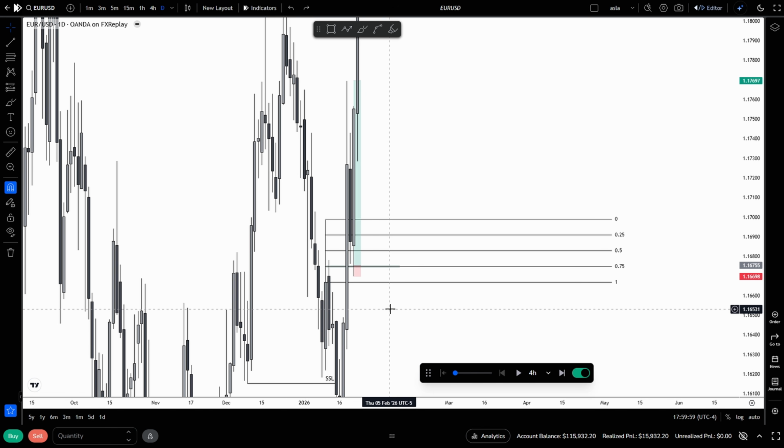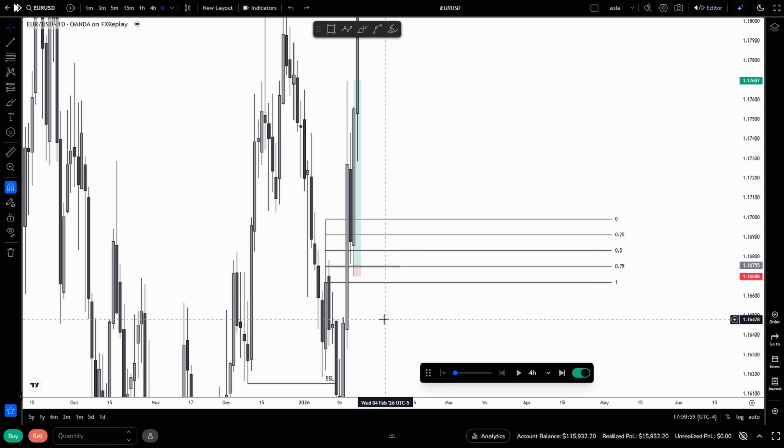Candle bodies show us the real acceptance of price, while wicks often represent temporary liquidity grabs or volatility. So the key observation here is that none of the candle bodies closed below the 0.5 level, which means price is still respecting the discount area of the matrix.